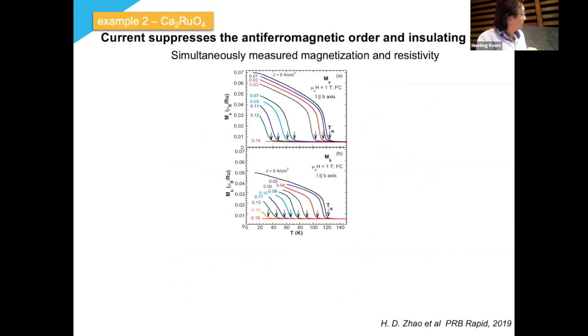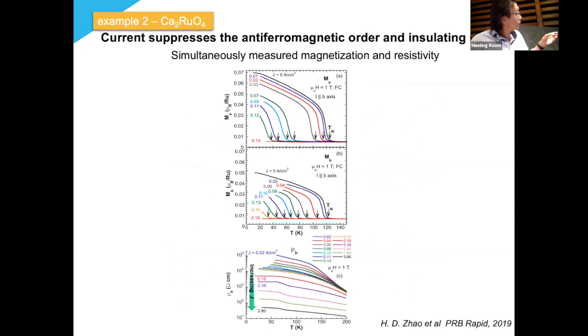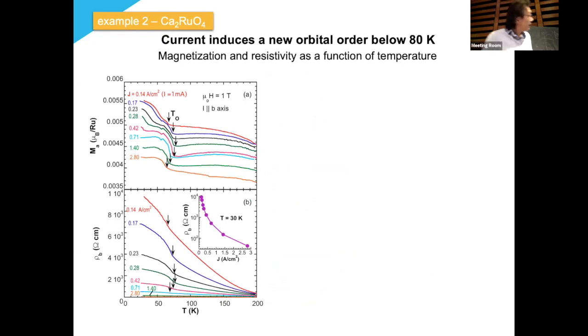So this is magnetization when current is applied along the B-axis. This current can systematically suppress magnetic order for both directions. And then simultaneously, we also measure the resistivity, and the resistivity drops by several orders of magnitude. This happens at a small current. The current density is about 0.15 amps per centimeter square.